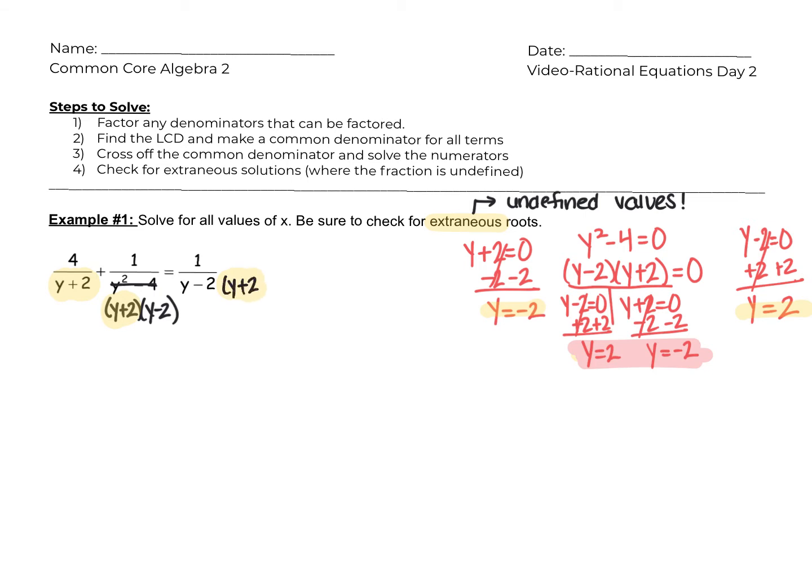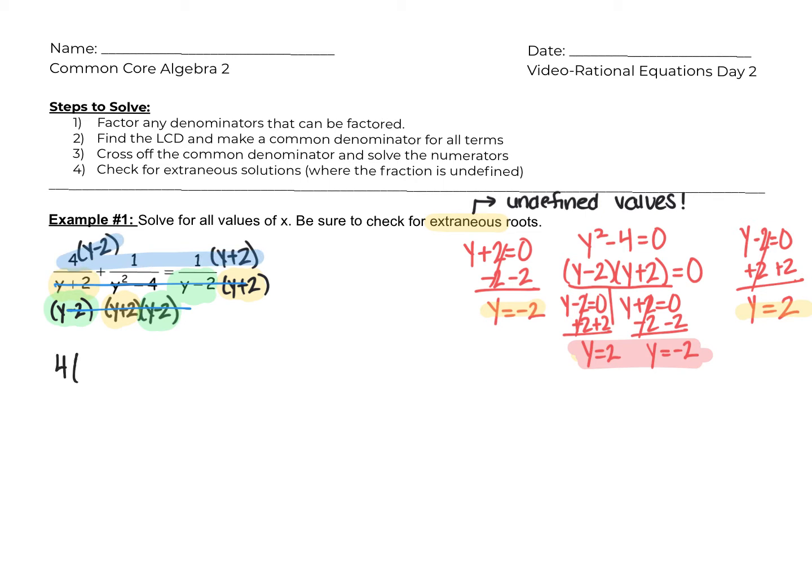So y plus 2. Whatever I do to the bottom, I have to do to the top. And then the next one is y minus 2. So I see a y minus 2 here, a y minus 2 here. So this one needs a y minus 2. And whatever I do to the bottom, I have to do to the top. And then once I find that least common denominator, I can cross it off. So I'm going to cross off the denominator, and I'm going to set the tops equal. So whatever I have left on the top. So let's write it the way that we see it.